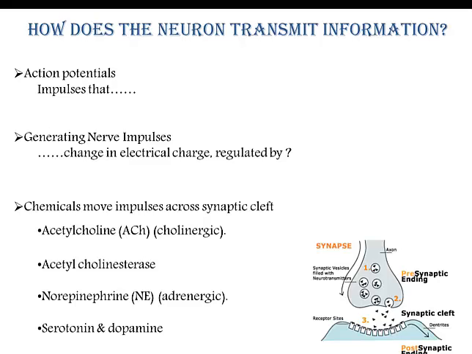Refamiliarize yourself with some of these neurotransmitters. Not all inclusive, but review acetylcholine, which is cholinergic, acetylcholinesterase, which breaks down acetylcholine and removes it from the synapse, norepinephrine, which is adrenergic, and serotonin and dopamine.